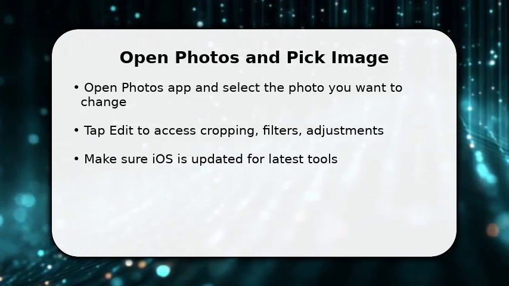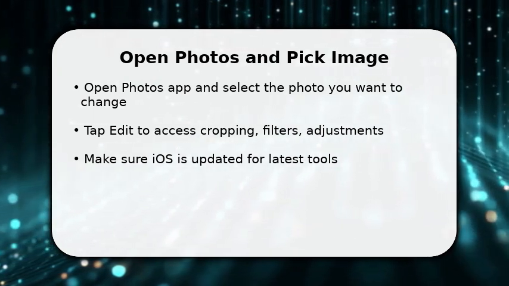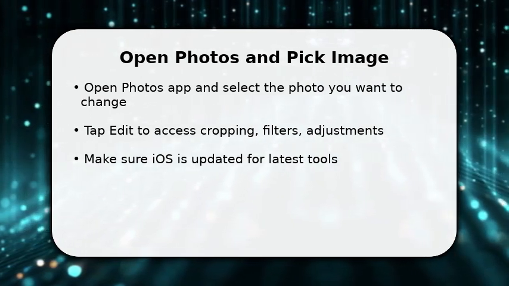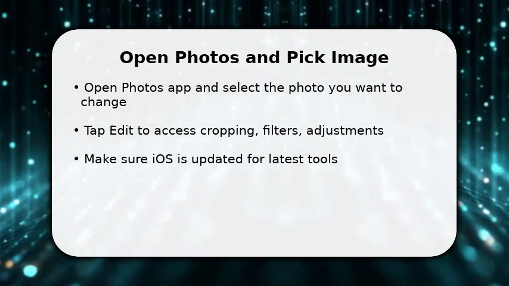You should check that your iPhone is updated so tools like portrait lighting and live photo edits work correctly. Now tap the adjustment icon to begin altering exposure and color. These first tweaks set the tone for all further edits.